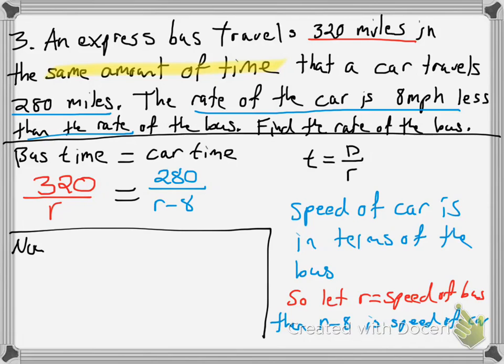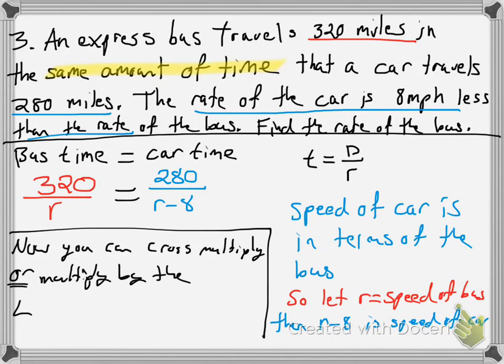At this point, you can either cross multiply, or you can multiply both sides by the least common multiple. And either way will give you the same answer. So you have a little bit more work to do, but that's the setup for that one.